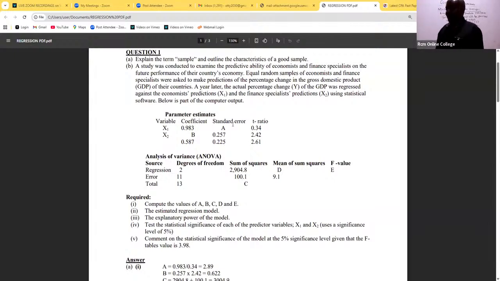The parameters table, I have it. I'll copy it, and then I'll ask you to put it down because there is just a tiny error there. So we have here the parameters table. I have the variable. I have a coefficient. That is okay. I have standard error. We have the T ratio.